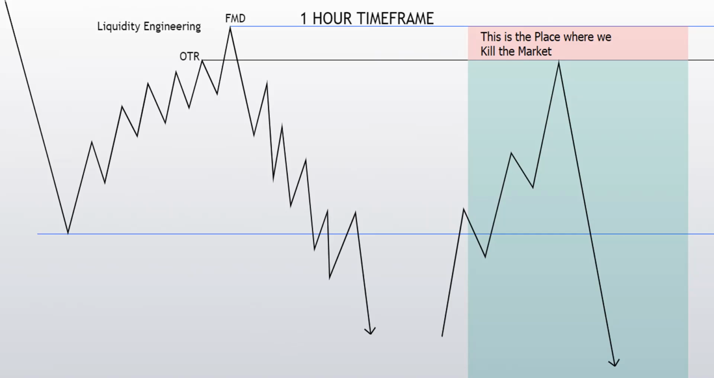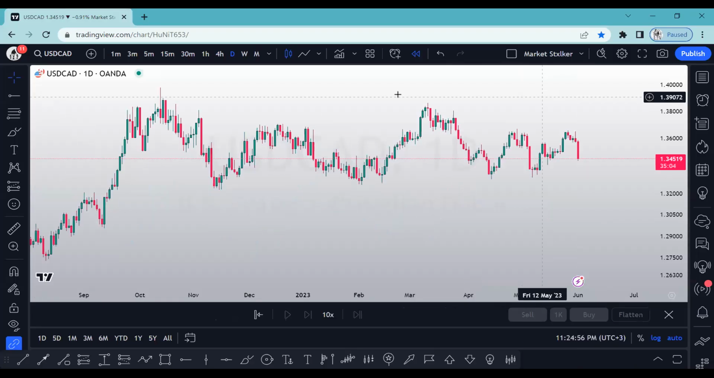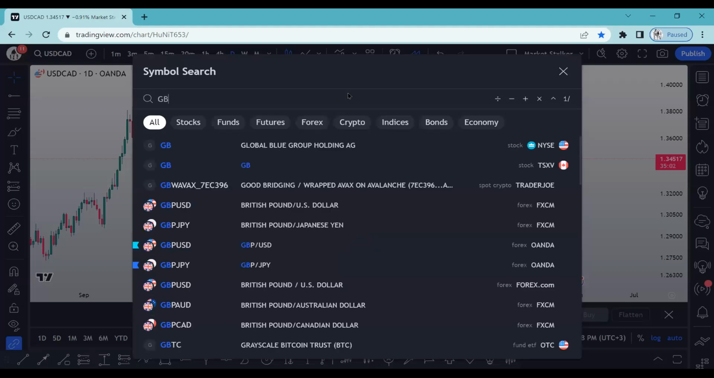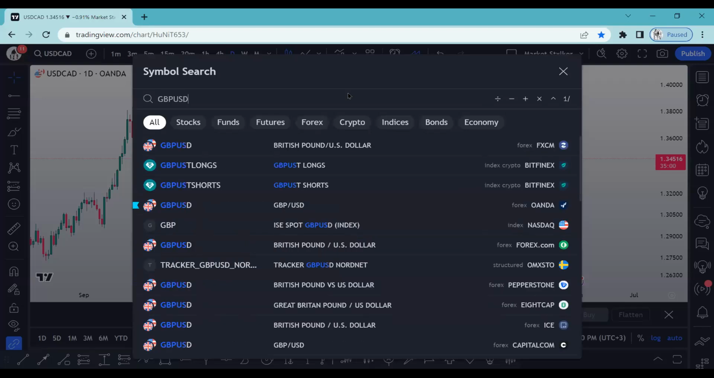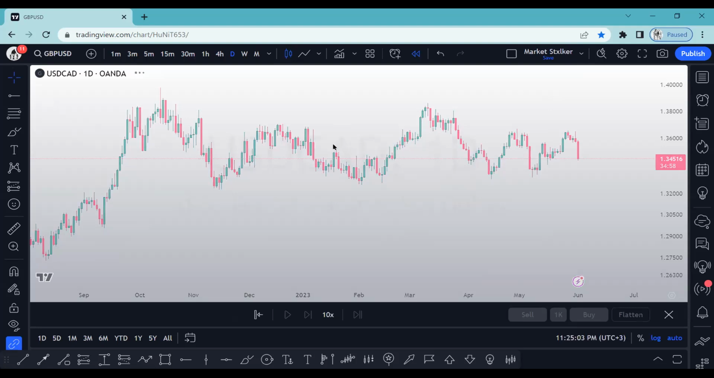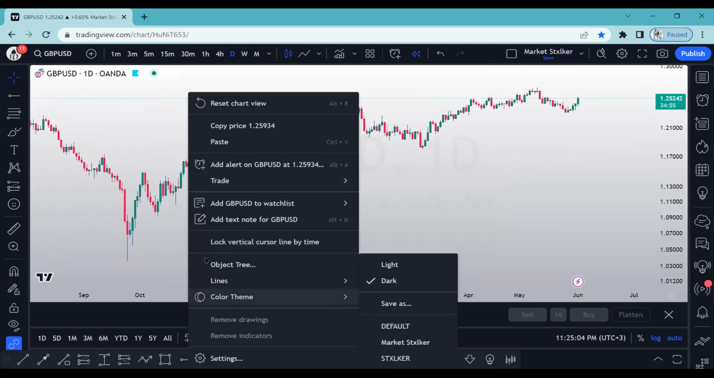Oh, okay. Yes. So now let me share my screen to my TradingView, so that we can discuss these concepts deeper. Can you see my screen? Yes, I can see. Okay, now let us go to GBP/USD first of all.